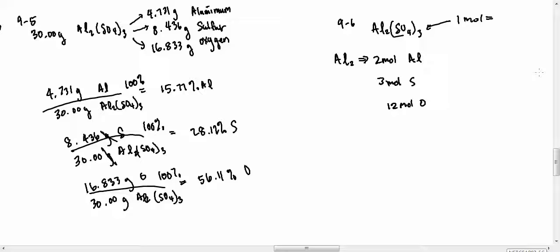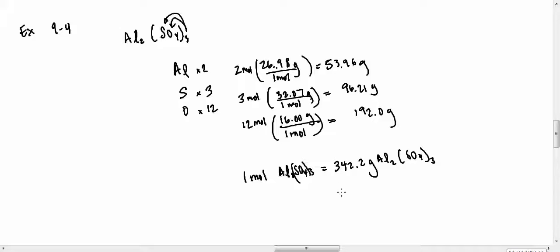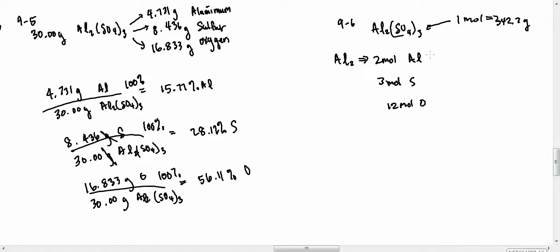342.2 grams. How did I figure that out? Well, that actually was from the previous problem. In fact, all these numbers are going to be from the previous problem, because 342.2 grams is 1 mole of aluminum sulfate right there. And I already know that 2 moles of aluminum is 53.96 grams worth of aluminum.